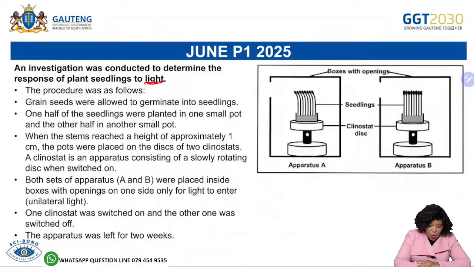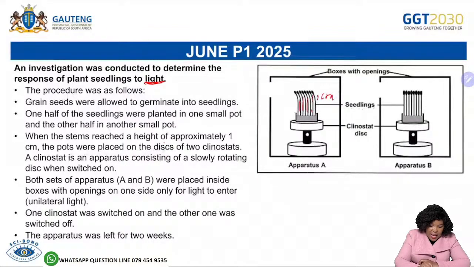Half of the seedlings were planted in one small pot, then another half in another small pot. Now, when the stems reached a height of approximately 1 centimeter, so these are the seedlings. If you don't know where the seedlings are, look at these structures here. Those ones that look like matchsticks, they are your seedlings. So when they were about 1 centimeter, what did they do?